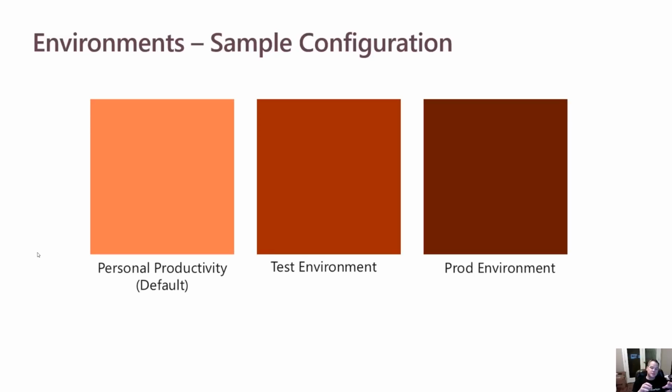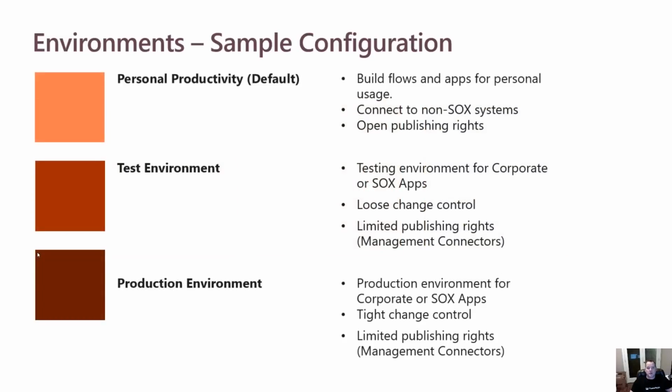And there's good uses for these environments. This is really when we want to build these apps that need to be managed. Perhaps they need to go through change control. Perhaps you want to restrict access to who can go ahead and create or use those apps. We can actually start to get into the finer permissions by using this sort of approach. So in summary, a personal productivity environment, we want to build flows and apps for personal usage. So when my boss emails me, send me a push notification, that's where it would live. You might want to connect to non-SOC systems.